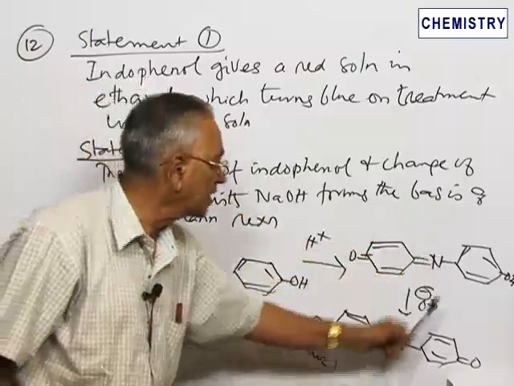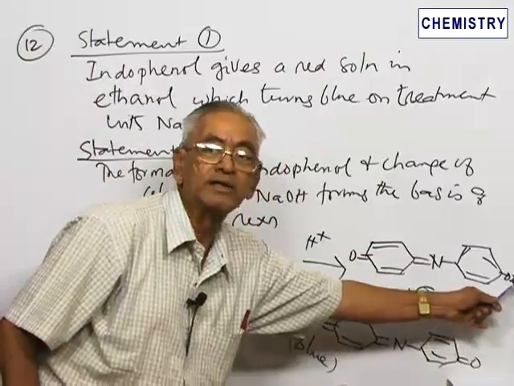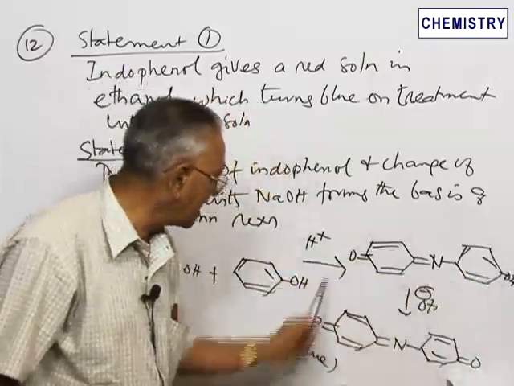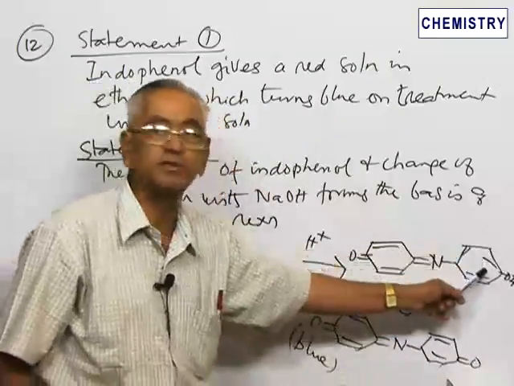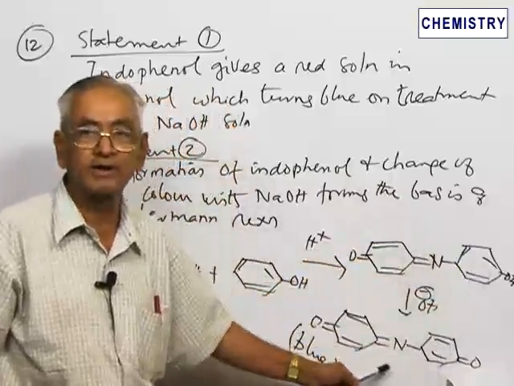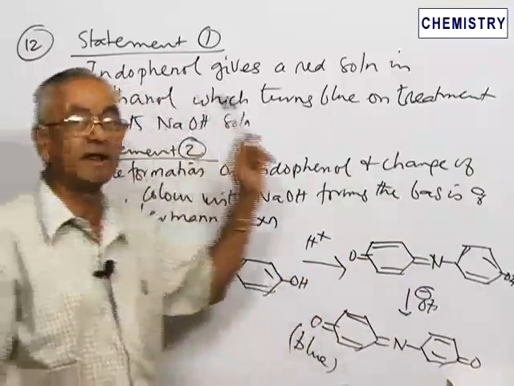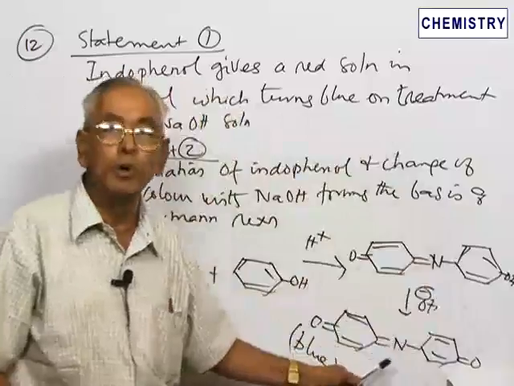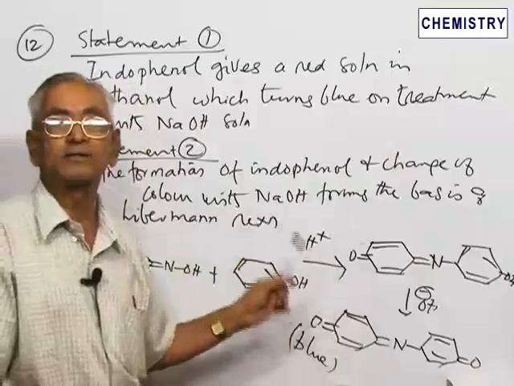Now, when it is treated with sodium hydroxide, the hydrogen of the phenolic OH group is removed, and then it forms O minus. O minus rearranges to give rise to this type of quinoid structure. This is known as the benzenoid structure, and this is known as the quinoid structure. It changes over to the quinoid structure in alkaline medium, which is blue. Therefore, this indophenol is red in color, which on treatment with alkali gives rise to a blue colored substance which has this structure. This is actually referred to as the Liebermann's nitroso reaction.